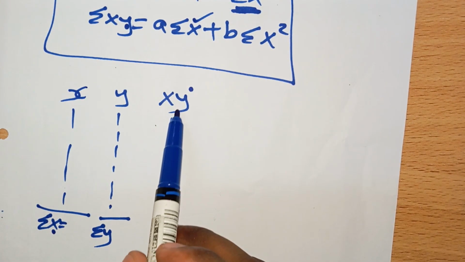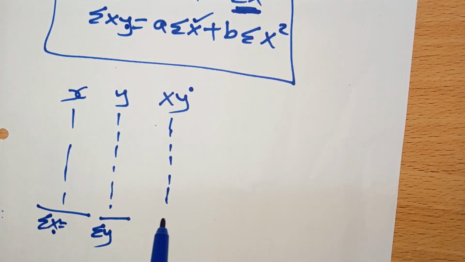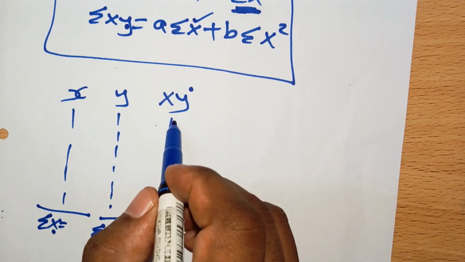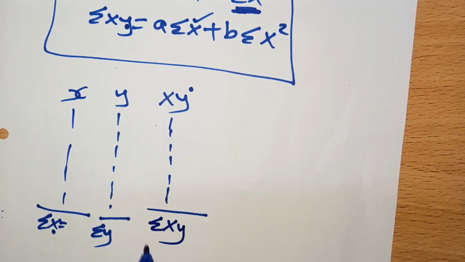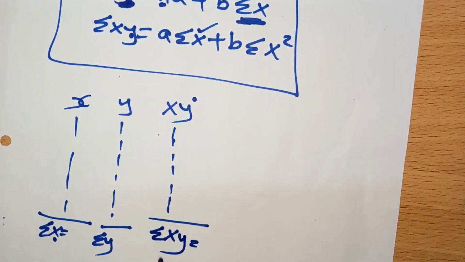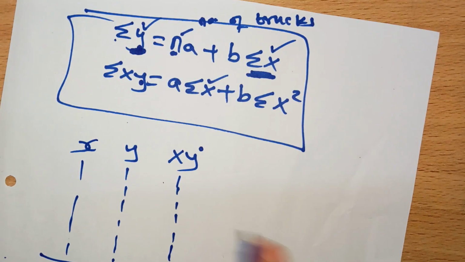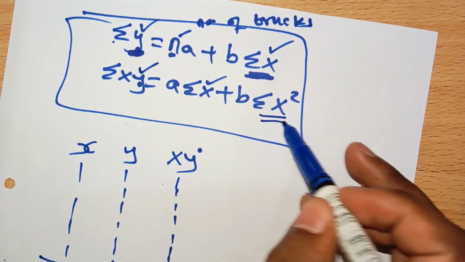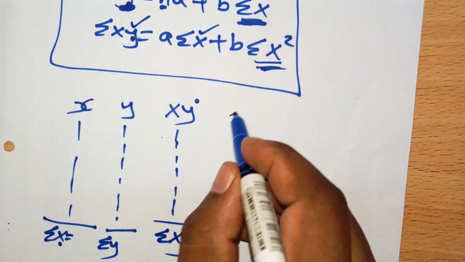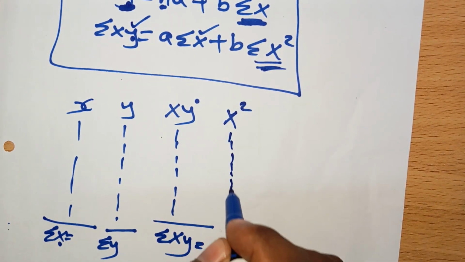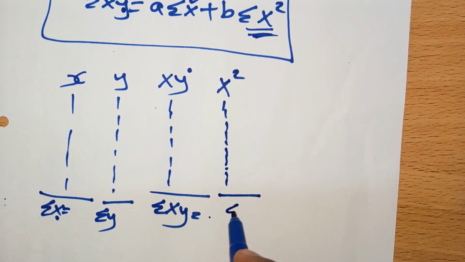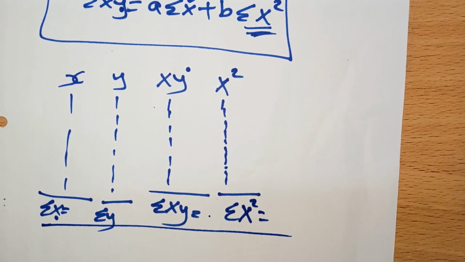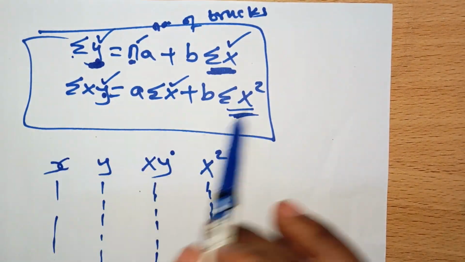Then summation of xy, we are going to obtain once we add all the values on the xy column. So if you add all these values, they are going to give us summation of xy, and the answer you get here, you are going to substitute here. Meaning we are now left with only x squared. So we need to have an x squared column. The moment you add all these values, they give us what we call summation of x squared.